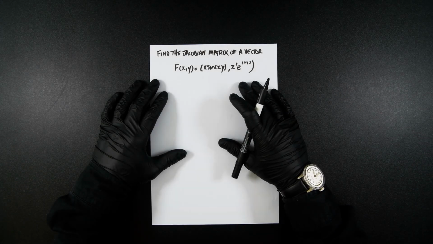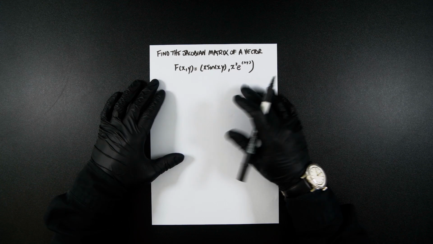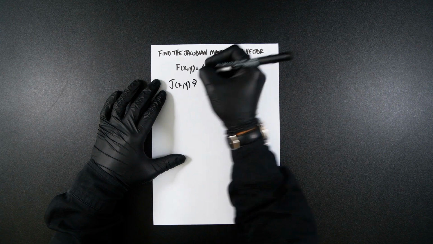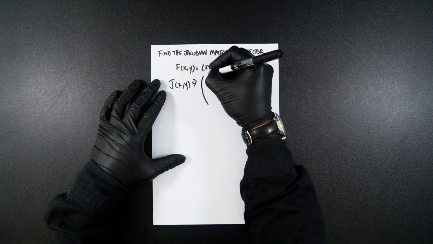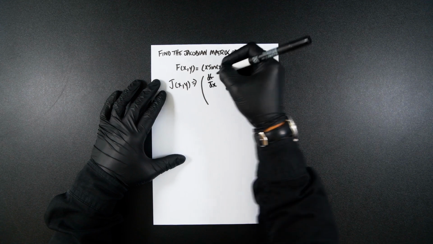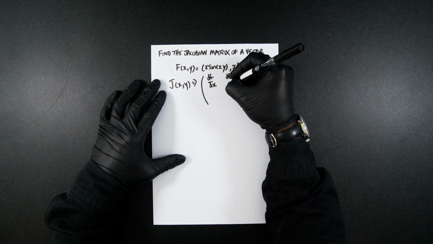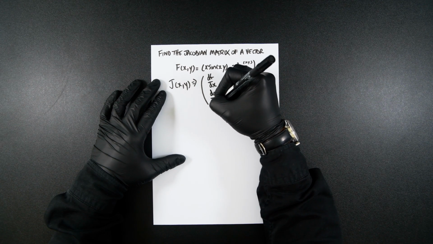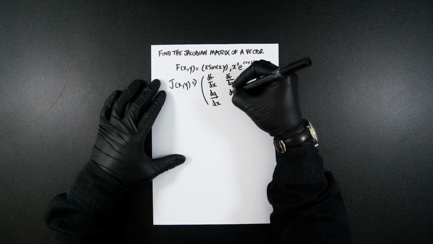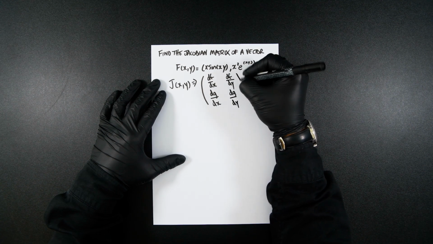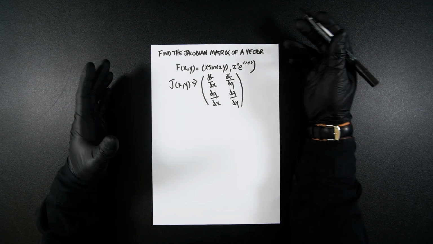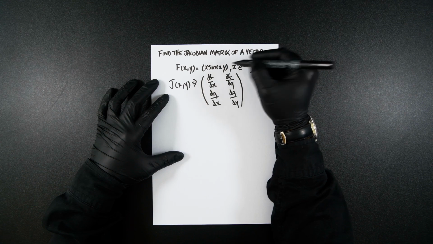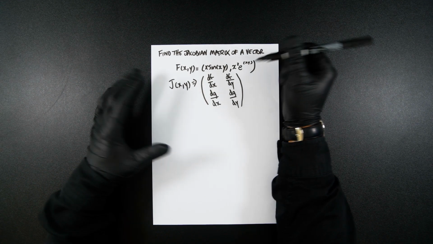We need to find out what the Jacobian matrix of this vector function is. What is the Jacobian? It's when J(x,y) would be represented as df/dx, df/dy, dg/dx, and dg/dy. These values of f and g are arbitrary. You can put dp or dq. You're just assigning this as f and this as g. So let's get on with it.